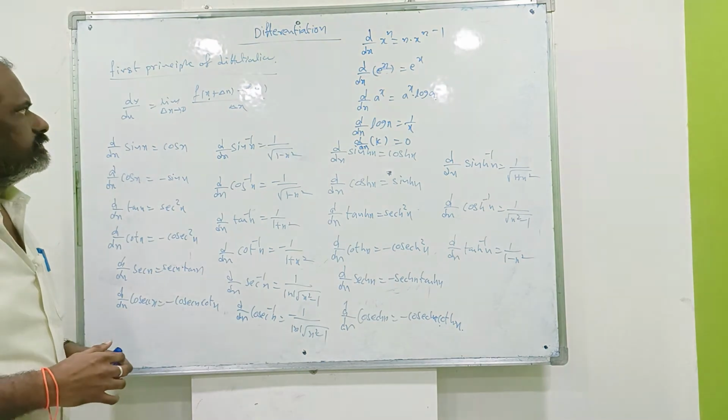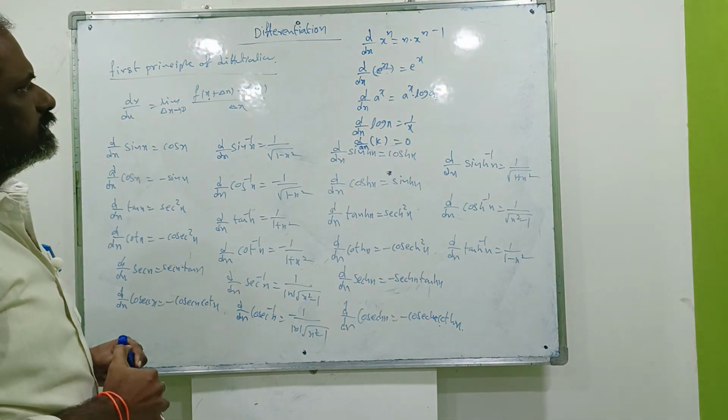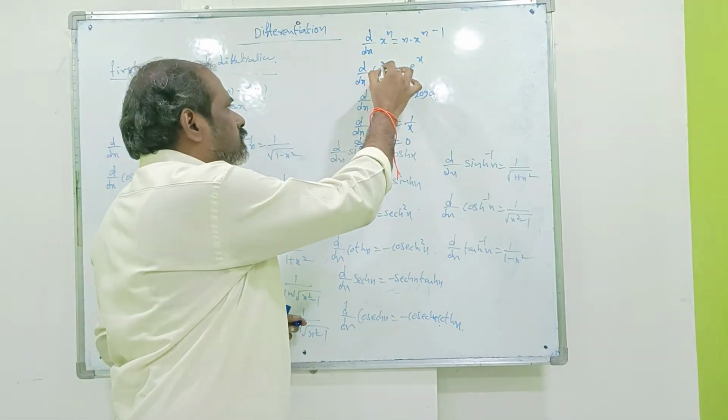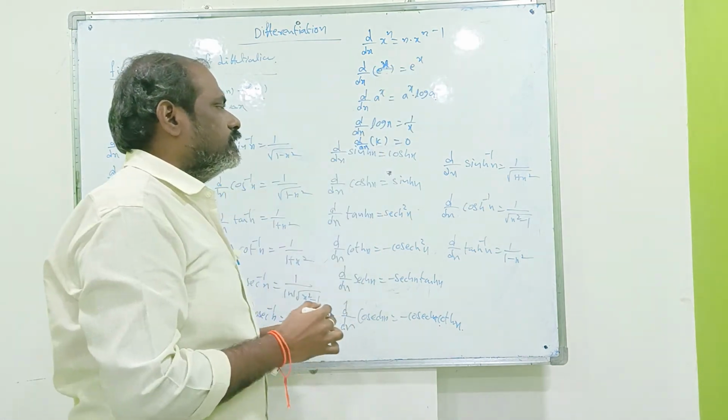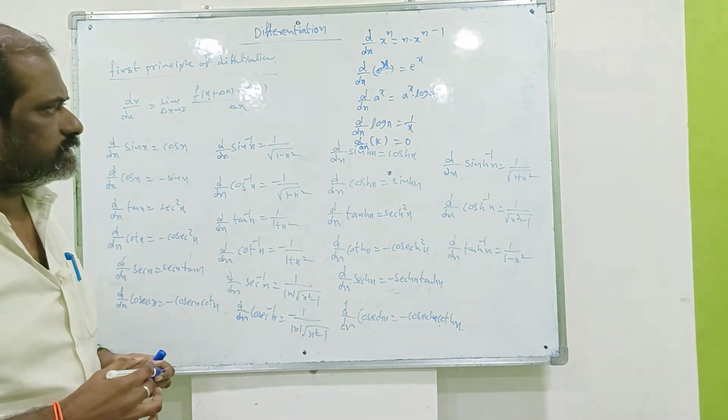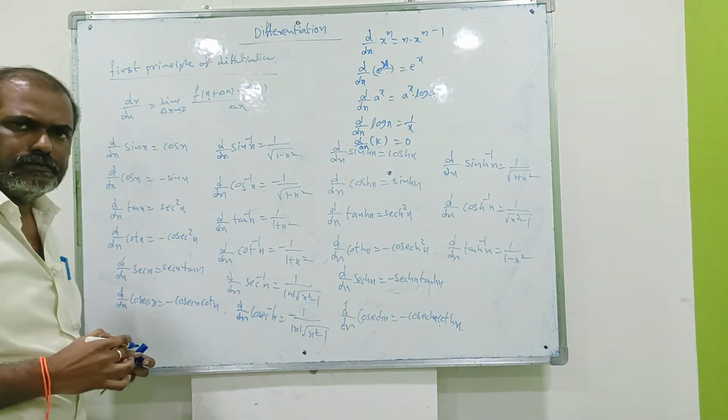So differentiation of x power n is n into x power n minus 1. Differentiation of e power x is e power x. Differentiation of a power x is a power x into log a. Differentiation of log x is 1 by x. Differentiation of constant is 0.